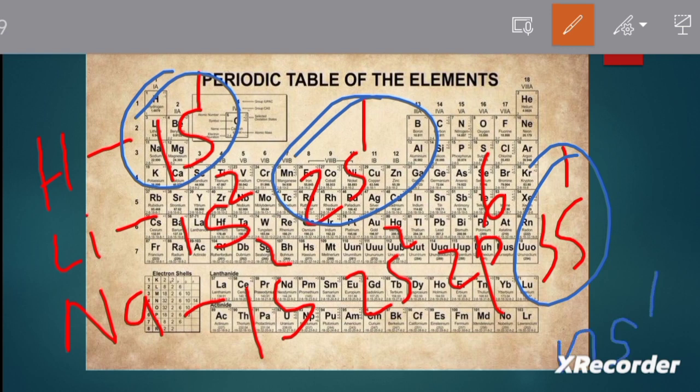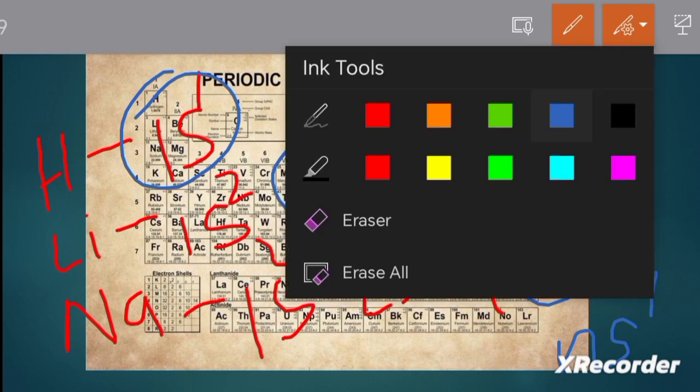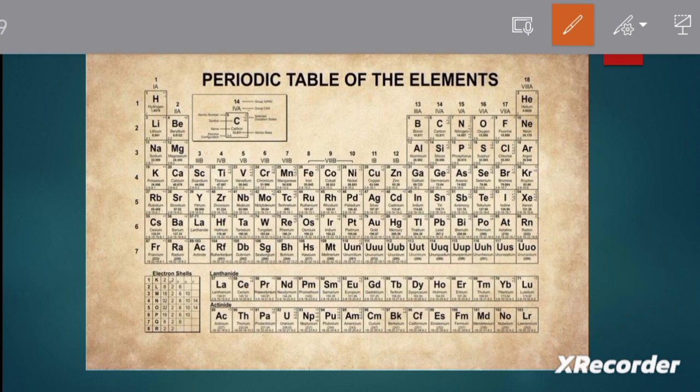ns1 means n represents the principal quantum number. So elements having ns1 valency are in group 1. All the elements having ns1 configuration are in group 1. In the same way, all the groups are arranged like that, except helium. Helium has ns2 valency but it is in group 18. Normally elements with ns2 valency are in the second group, but helium is in the 18th.